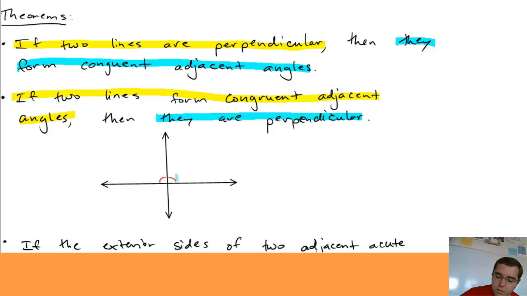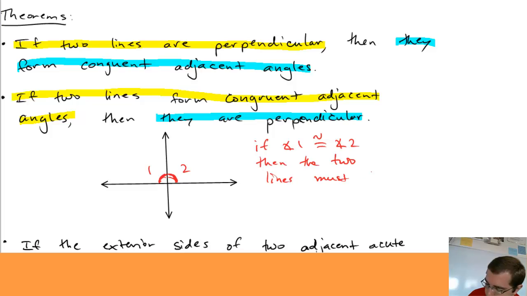So in this picture here, if this angle and this angle are congruent, and they're definitely adjacent angles, let's call this angle 1 and this angle 2, what this theorem is saying is if angle 1 is congruent to angle 2, then the two lines must be perpendicular. Because angle 1 and angle 2 are congruent adjacent angles. It does not work if they're not adjacent angles.